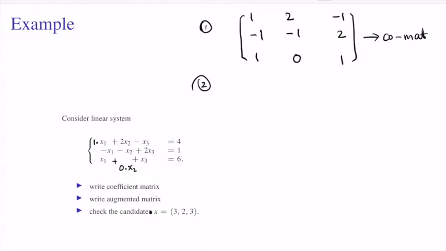Now, we're going to look at augmented matrix. First of all, augmented matrix is coefficient matrix with non-homogeneous vector. So we can just take coefficient matrix and copy and paste.